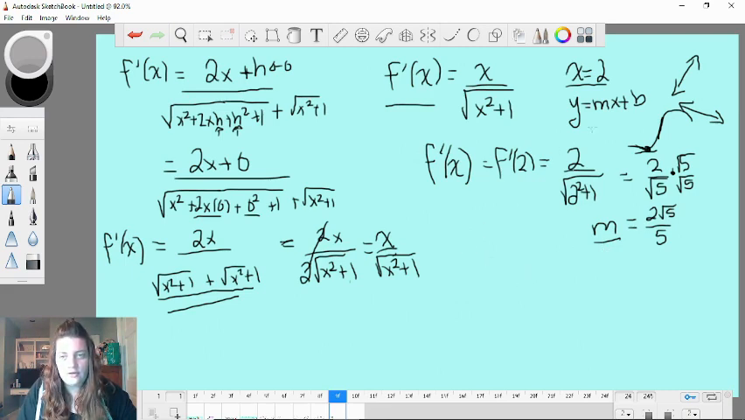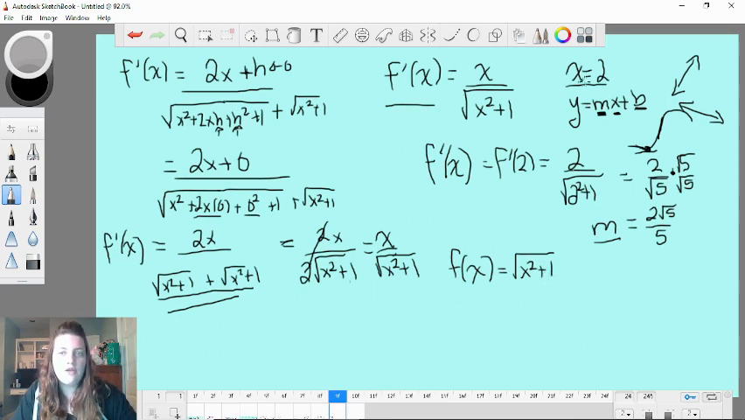And then if you plug that into the formula, we still only have m and x equals 2. So we're missing b, but how do we find that? Well, one good thing is we had the equation at the very beginning. Remember, f of x equals the square root of x squared plus 1. If you plug in x equals 2, you could solve for y. You could find what your exact coordinate point would be.